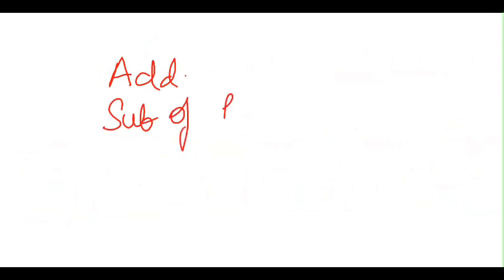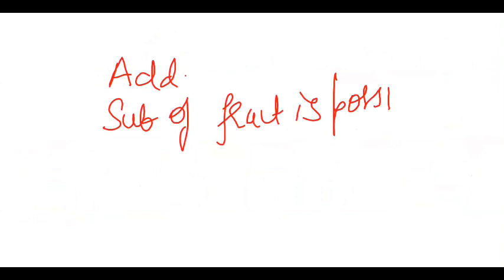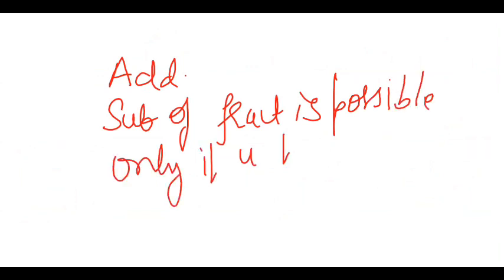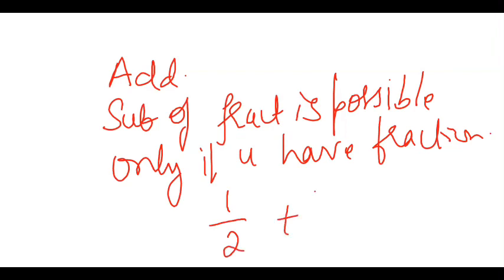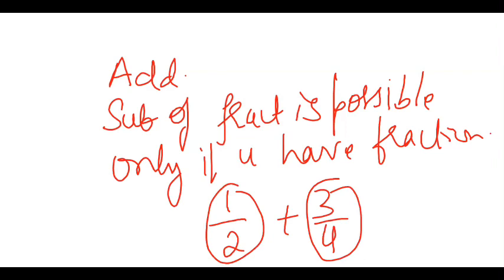Yes. So you have to remember one concept, that addition and subtraction of fractions is possible only if you have like fractions. Okay? To add 1 by 2 and 3 by 4, this is not possible. Why? Because you should have like fractions, not the unlike fractions. Remember this. This is an important thing, okay?